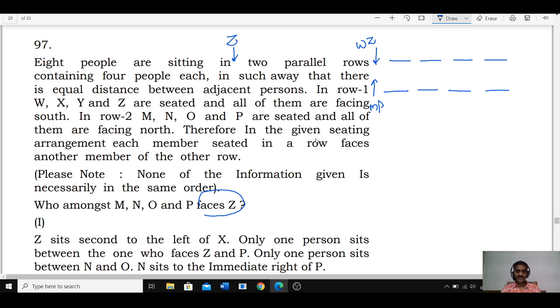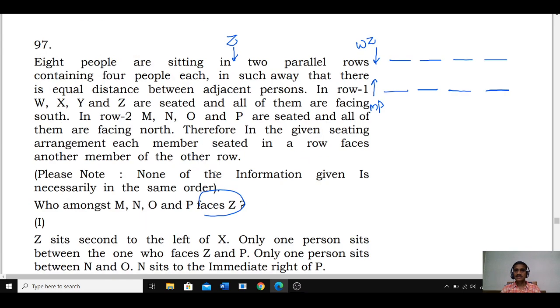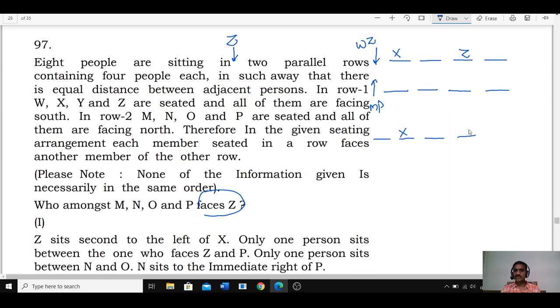Now by using which information can we get the answer, let us check. Condition number 1: Z sits second to the left of X. Z is seated second to the left of X. One possibility, second possibility. Z sits second to the left of X. Write down any possibilities.